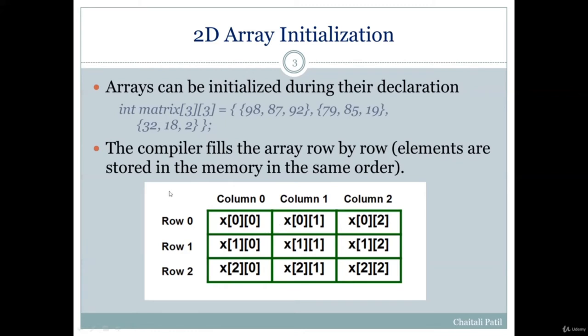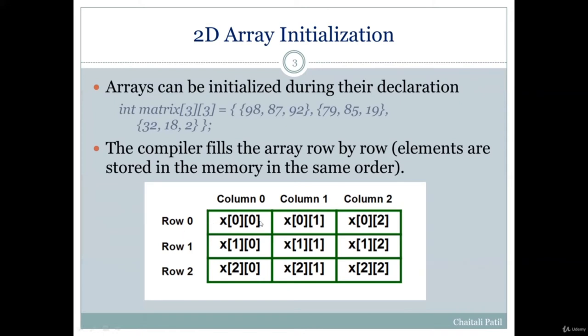See the diagram. Row number 0, 1, 2. So 98, 87 and 92 will be stored in the first row. Next, 79, 85, 19 will be stored in row number 1, and the last three numbers will be stored in row number 2. Most of the languages start the array index with 0. As the size is 3x3, there are row numbers 0, 1, 2. Similarly, as there are three columns, the column numbers start with 0 up to 2.